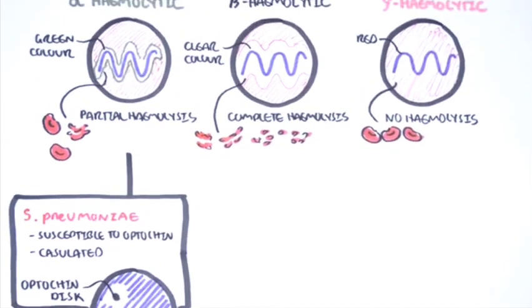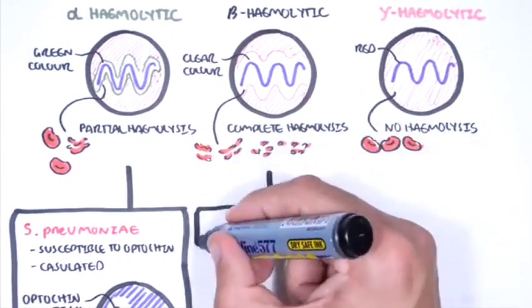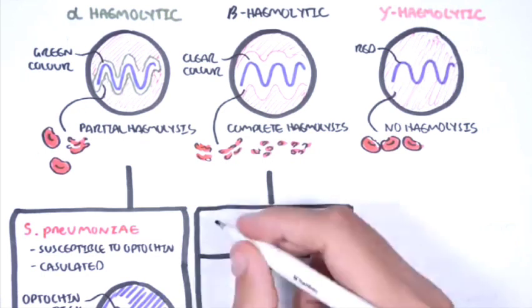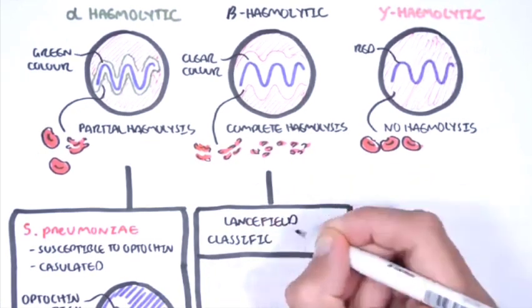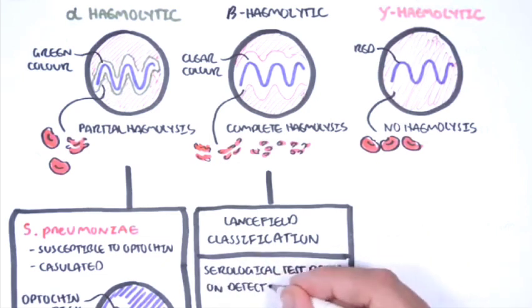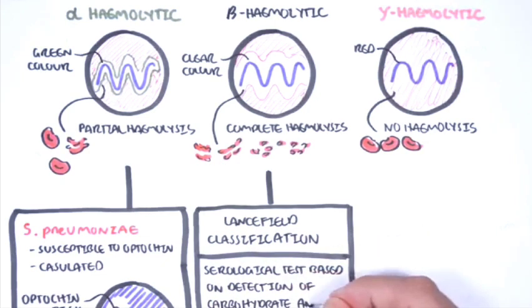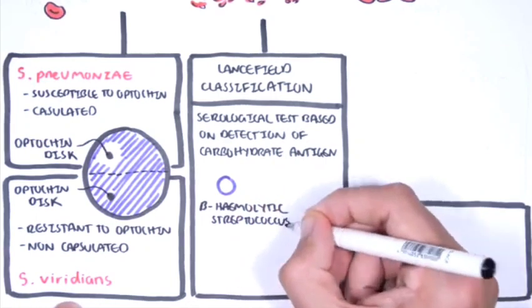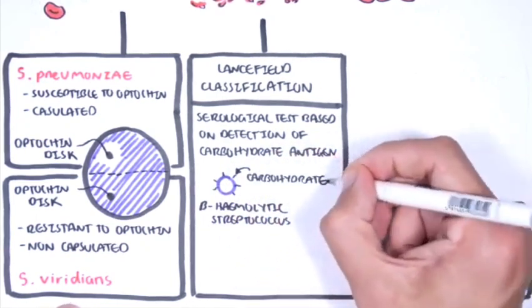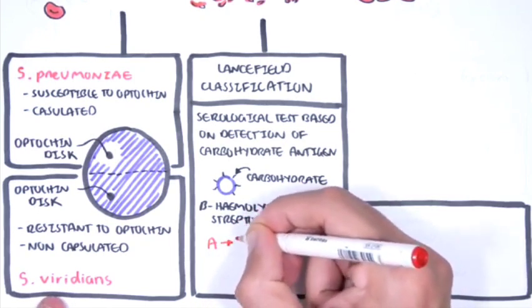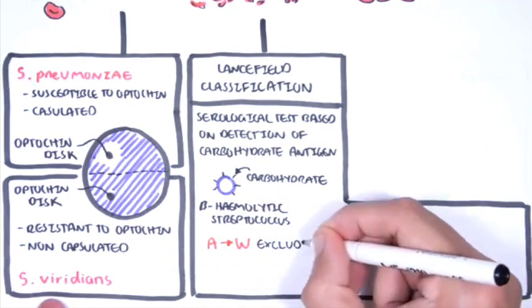The beta hemolytic streptococci are further classified based on antigenic structure. This is the Lancefield classification. The antigenic structure is a serological classification system and is based on the detection of specific carbohydrate antigens on the cell wall of the streptococci. The Lancefield classification includes basically groups A to W with the exception of I and J.